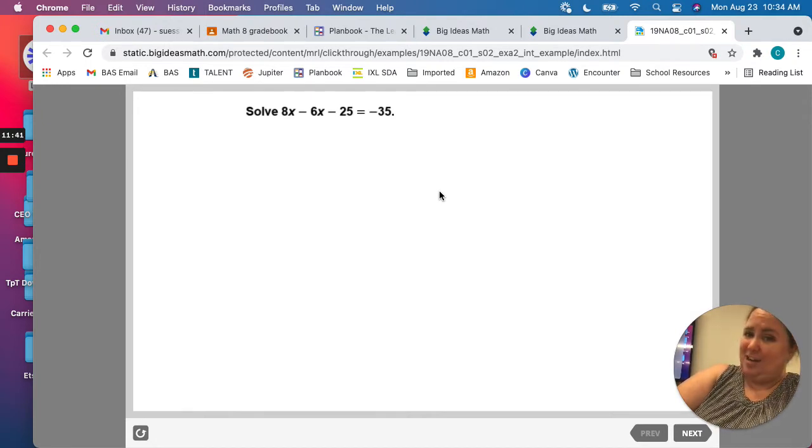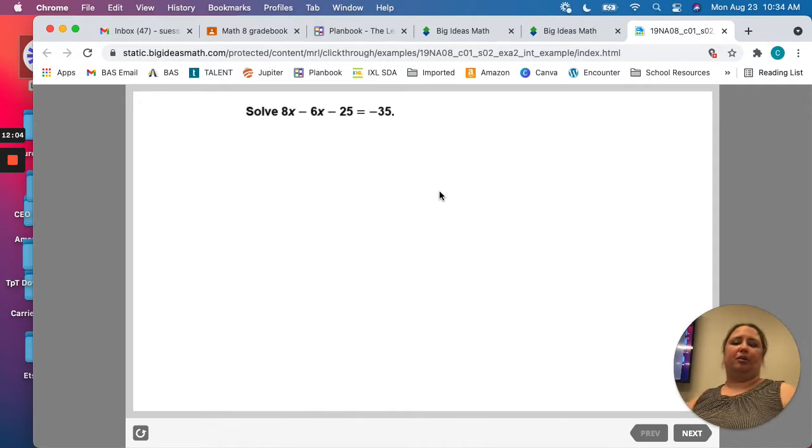Daisy? 3. You have an 8x, you have a -6x, and a -25. Those are 3 separate terms. There are 4 altogether, if you include the -35. I just said on the left-hand side. Okay, so the first step we need to do is what? Josh? Combine like terms is the phrase you're looking for.